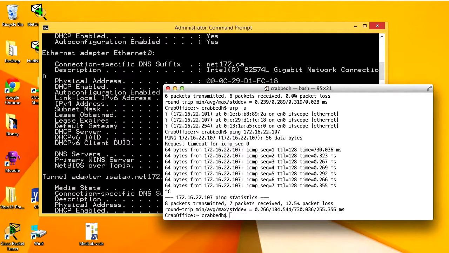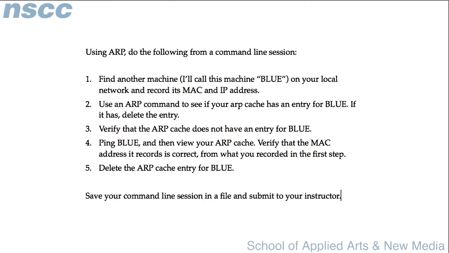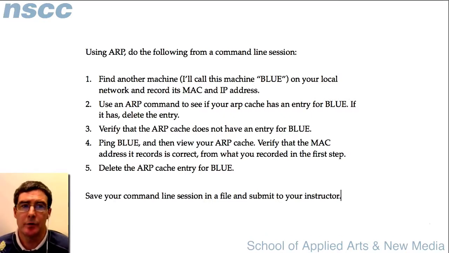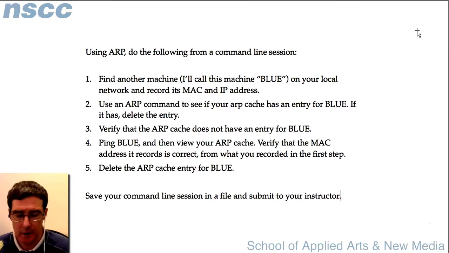Now to give you a little something that you can do on your own. Here's the task, and you'll do this on your Windows PC. You could also do it on a Mac if you wanted to, but I want you to use the ARP command at a terminal or console session. So on your machine, find another machine on your local network, and I'll call this machine blue. Record its MAC address and its IP address. So you can go on the other machine or have a lab partner tell you the MAC and IP address.